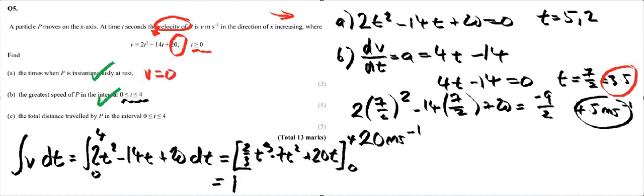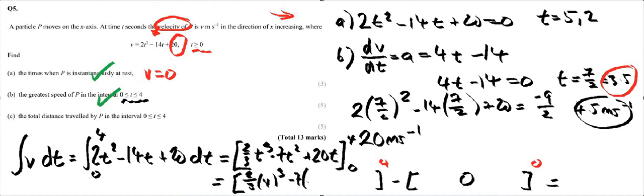Now remember, a good idea is always to have two brackets when you're substituting in your limits. The first bracket is where I substitute in 4, and the second bracket is where I substitute in 0. As you can see, all of the terms contain t, so the second bracket is just 0. And the first one is 2/3 of 4 cubed, minus 7 times 4 squared, plus 20 times 4. When I do that, my answer is 32 over 3.